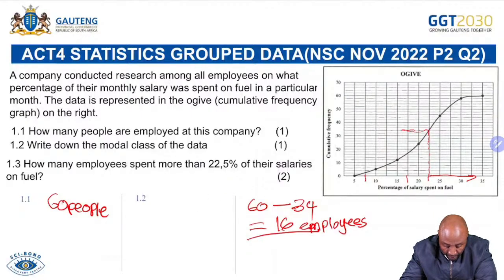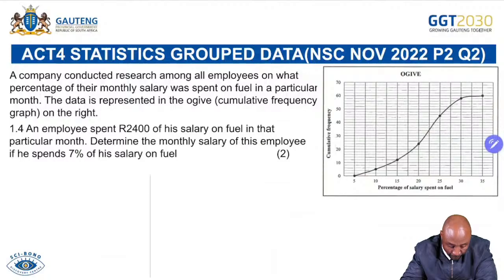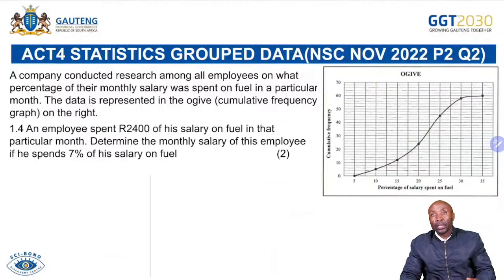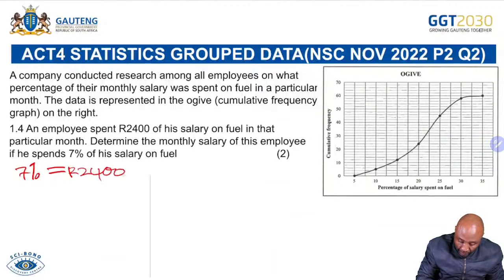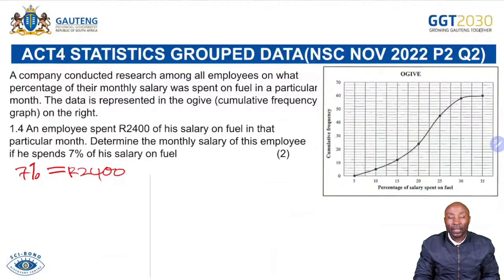We are asked 1.3. An employee spent 2,400 rand of his salary on fuel in that particular month. Determine the monthly salary of this employee if he spends 7% of his salary on fuel. These are our ratios, rates, and proportions. So we are saying 7% is equivalent to 2,400. How do we get the original salary?